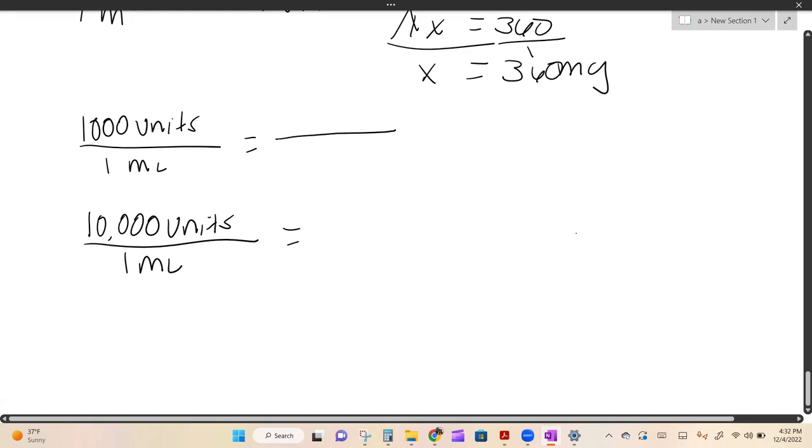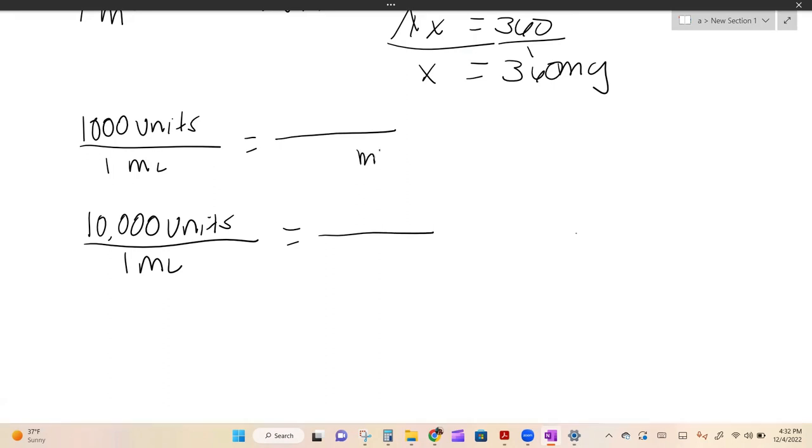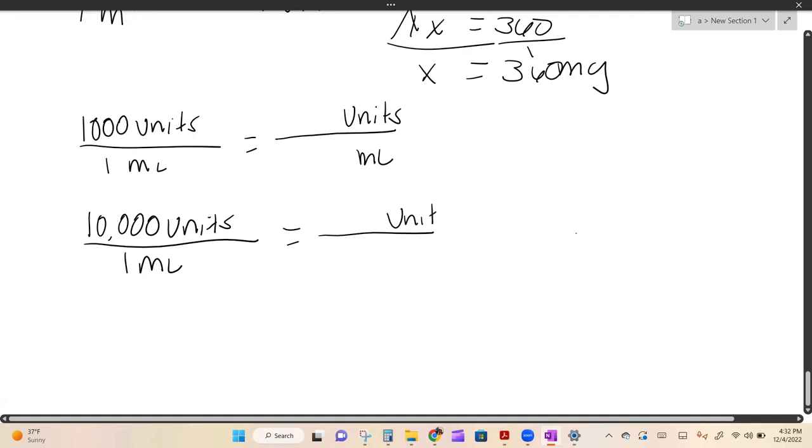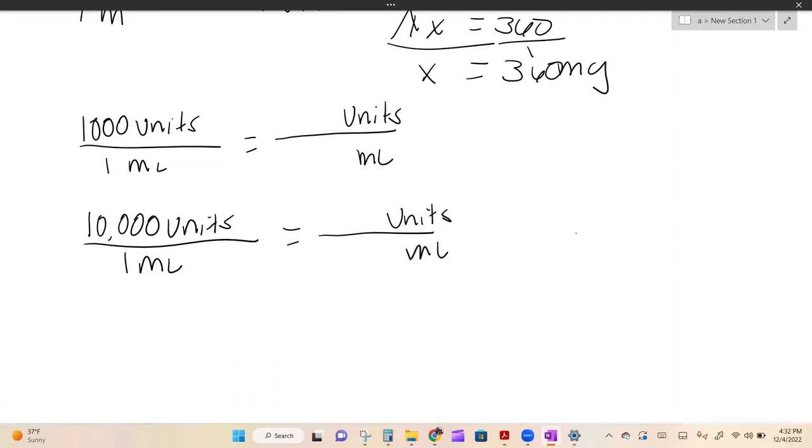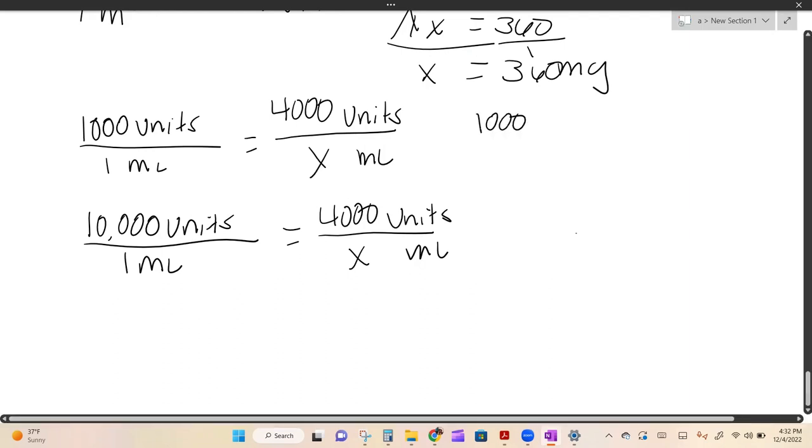And on both of these, on the other side, we know we need to have the same units directly across. So units on top, milliliters on bottom. And we need to provide the patient with 4,000 units. So we want to know how many ml that will be. So let's do the first one. So this would be 1,000, because we go directly across.